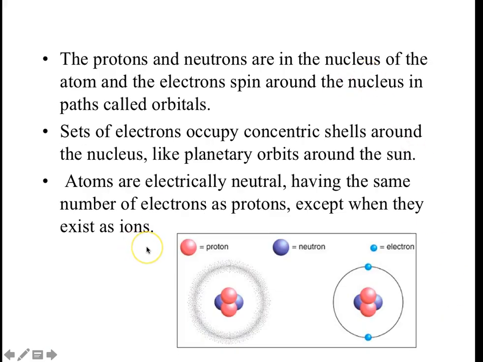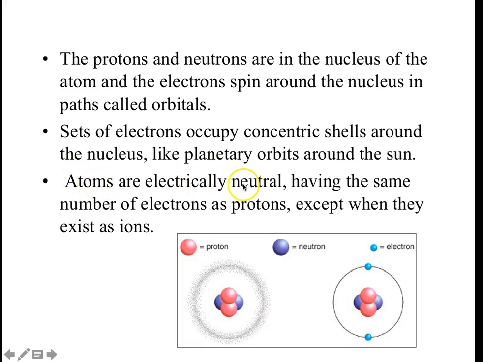So typically what we say is that in the nucleus of an atom, you have the protons and neutrons, and then orbiting the nucleus is where you would find the electrons. So protons and neutrons are in the nucleus of the atom. Electrons spin around the nucleus in paths called orbitals. A set of electrons occupy concentric shells around the nucleus like planetary orbs around the sun.